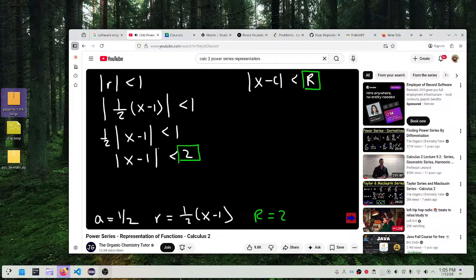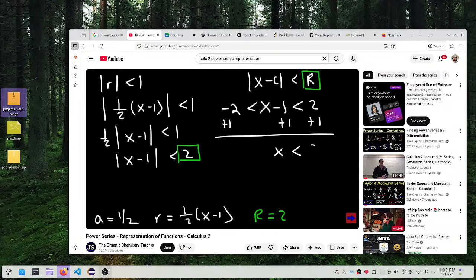So now let's get rid of the absolute value expression. So we're going to have that x minus 1 is less than 2 and greater than negative 2. Now let's add 1 to all three sides. And so x is less than 3 but greater than negative 1. So the interval of convergence is negative 1 to 3.